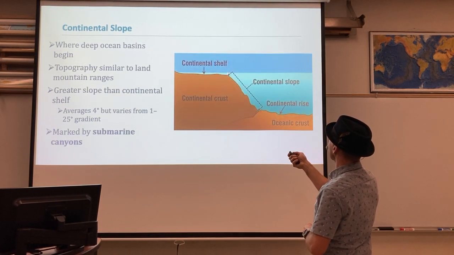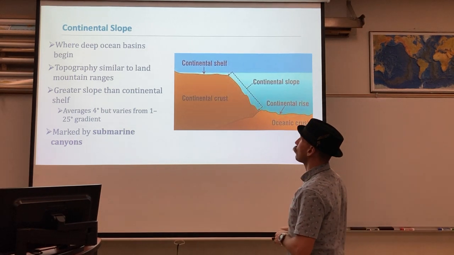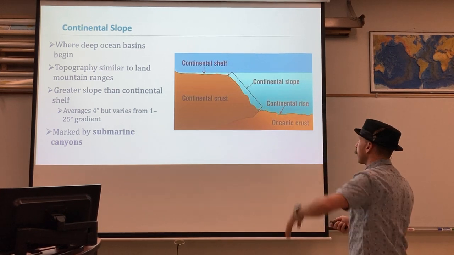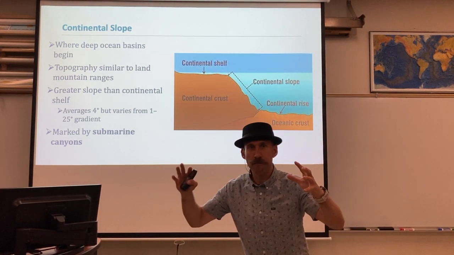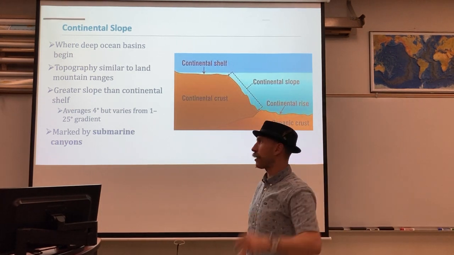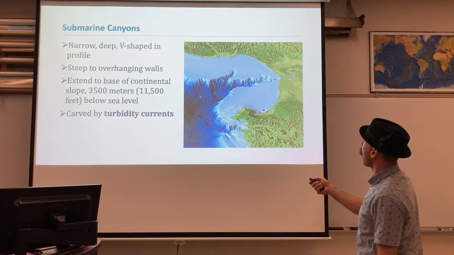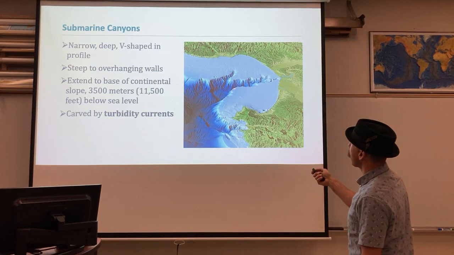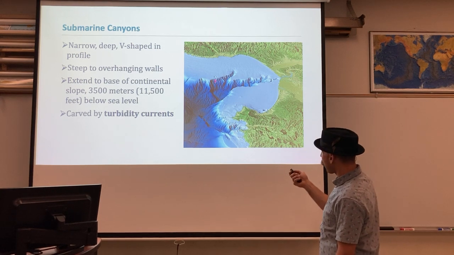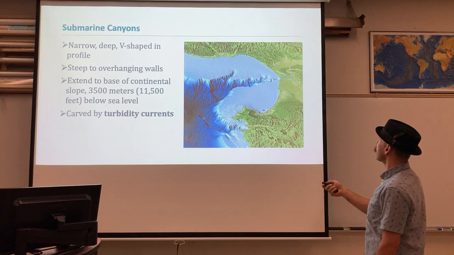After the continental shelf, we have the continental slope. And it's a topography similar to land mountain ranges. It can range anywhere from 1 to 25 degrees, and it's marked by submarine canyons. Submarine canyons? What the heck is that? A narrow V-shaped notch cut into the continental shelf that can go all the way down to the continental rise. And they have very steep overhanging walls, and they can extend for long, long periods of time.